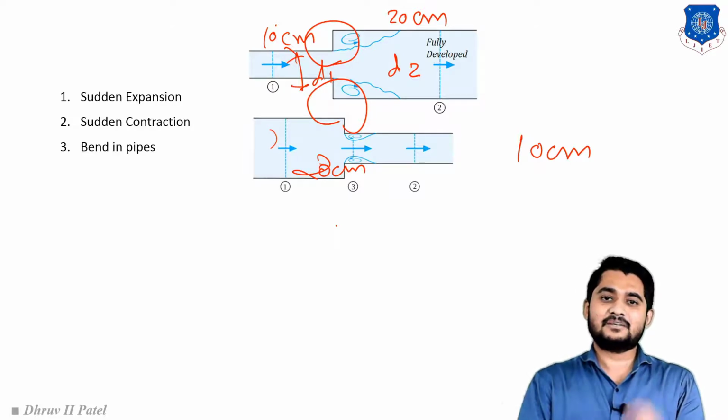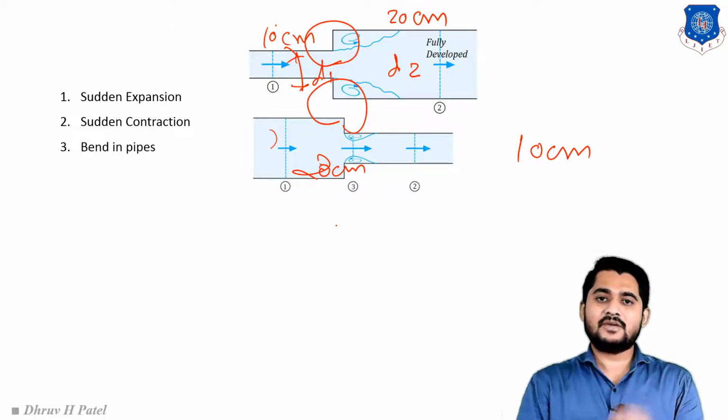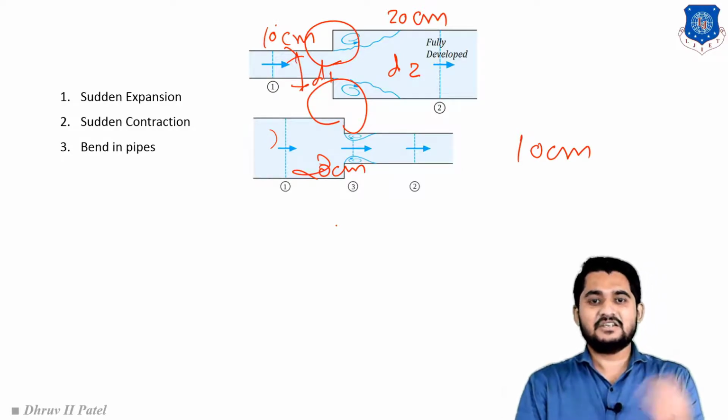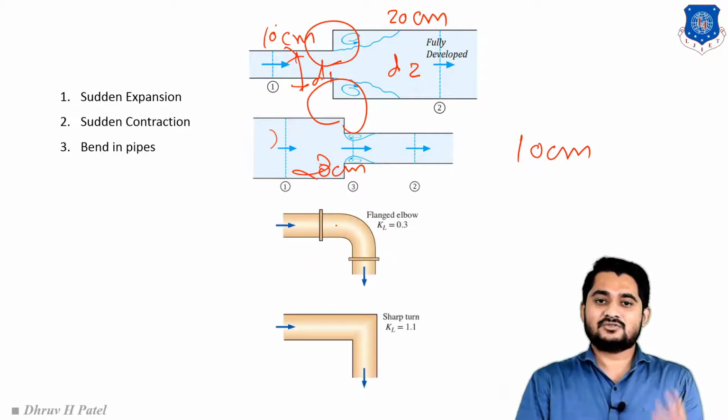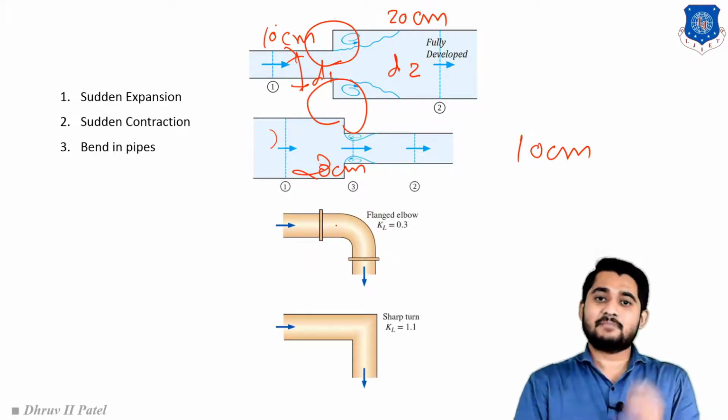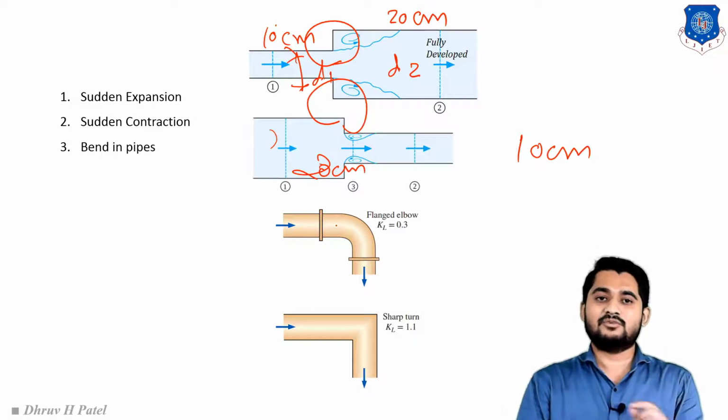Third loss is in the bends in the pipe. There are many types of bend. Generally you have seen 90-degree bends or elbows, but in industry or practical work, 45-degree, 30-degree or 60-degree bends are available. This is loss due to bends in the pipe, but these are minor losses in the pipe, you have to remember this. Next one is pipe fitting.